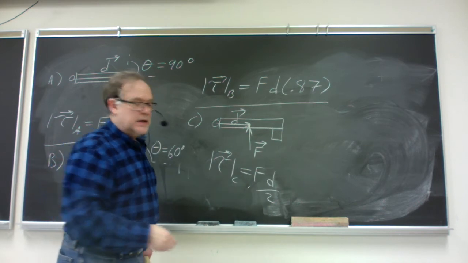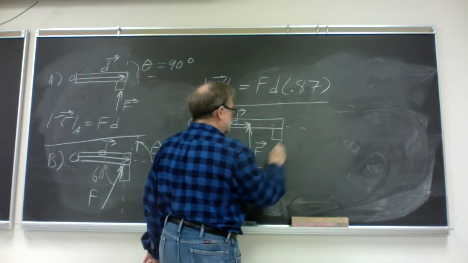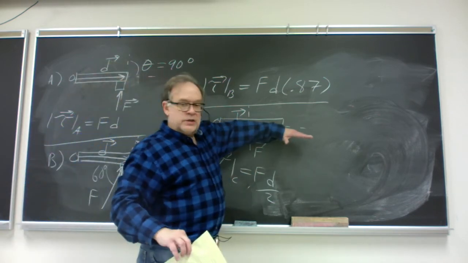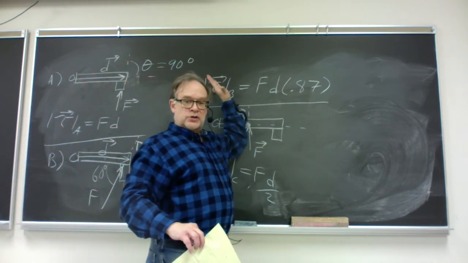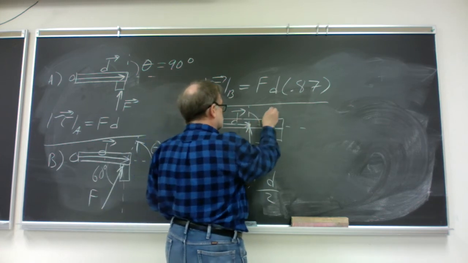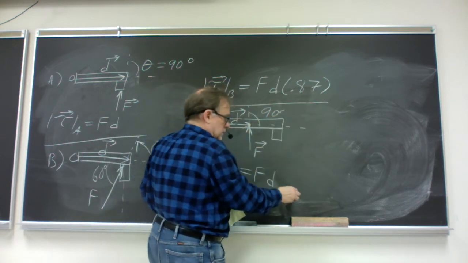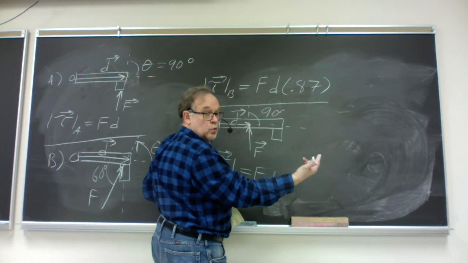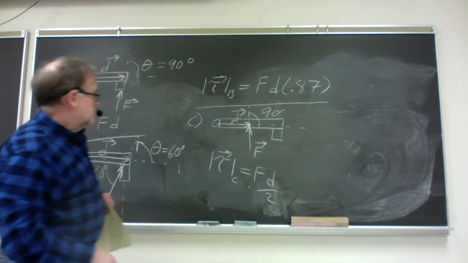And then sine of the angle between displacement direction and force direction. The angle between displacement direction and force direction is, just like in case A, 90 degrees. And then the last factor, sine of that angle, sine of 90 degrees is, again, 1. So that's the torque in case C.